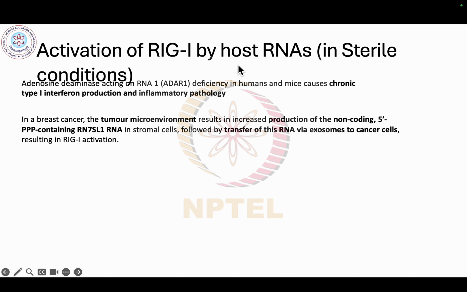So activation of RIG1 by host RNAs in sterile conditions. Adenosine deaminase is acting on RNA, so ADAR1 deficiency in humans and mice causes chronic type 1 interferon production and inflammatory pathology. In breast cancer, the tumor microenvironment results in increased production of the non-coding 5' triphosphate containing RN7SL1 RNA in stromal cells, followed by transfer of this RNA via exosomes to cancer cells, resulting in RIG1 activation.